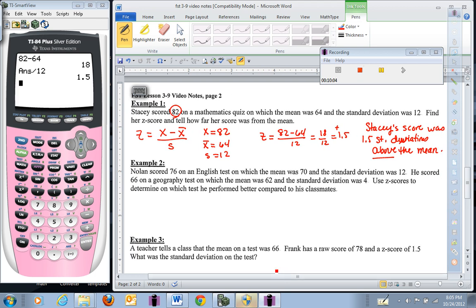Nolan scored 76 on an English test on which the mean was 70 and the standard deviation was 12. He scored 66 on a geography test on which the mean was 62 and the standard deviation was 4. Use z-scores to determine on which test he performed better compared to his classmates. So we need to get the z-score for English, and we need to get the z-score for geography.